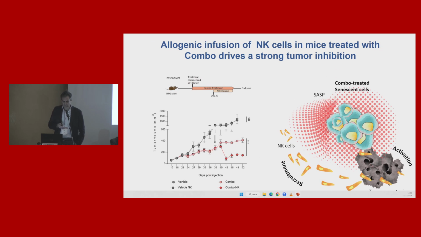So if we infuse NK cells in this PC3-SH-TIMP null mouse model, essentially the NK cells can kill the tumor efficiently only when the mice are treated with the combination of compounds, but not when the mice are either untreated or treated with docetaxel. So it's really the combination of compounds which synergizes with NK allogeneic infusion in order to drive an anti-tumor response.